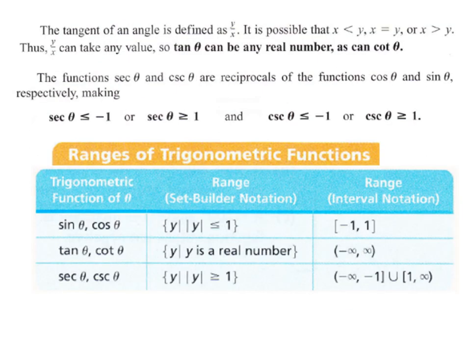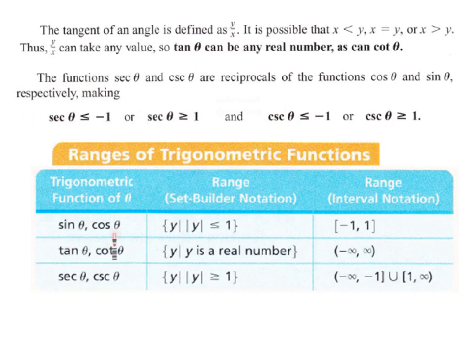So we looked at the sine and cosine having ranges between negative 1 and 1. The tangent and cotangent are a little bit different, being that tangent is y over x, and x can be less than y, x can equal y, or x can be greater than y. So y over x can really have any value. So tangent of theta, the range for that is all real numbers, just like cotangent of theta. Now secant of theta and cosecant of theta are reciprocals of cosine and sine. So that means that secant has to be outside of negative 1 to 1. So it cannot have values between negative 1 and 1. And likewise cosecant is the same.